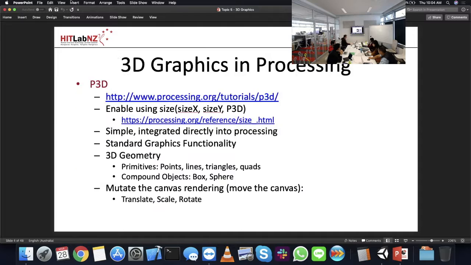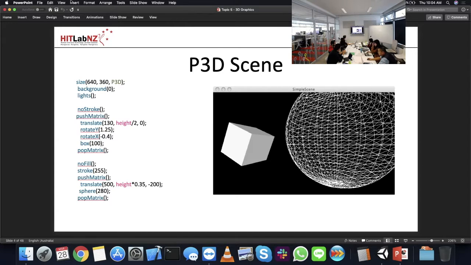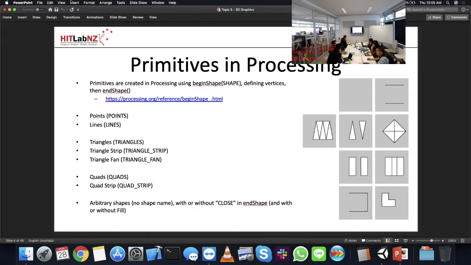Then we started talking about programming graphics, and we talked about 3D graphics and Processing, how there are multiple different renderers we can use, and if we want to do 3D stuff, we use the P3D renderer. We looked at this example, and then we broke that down into what each individual line did. Hopefully you guys were comfortable enough with looking at that, sort of what was going on. And then we got into primitives.